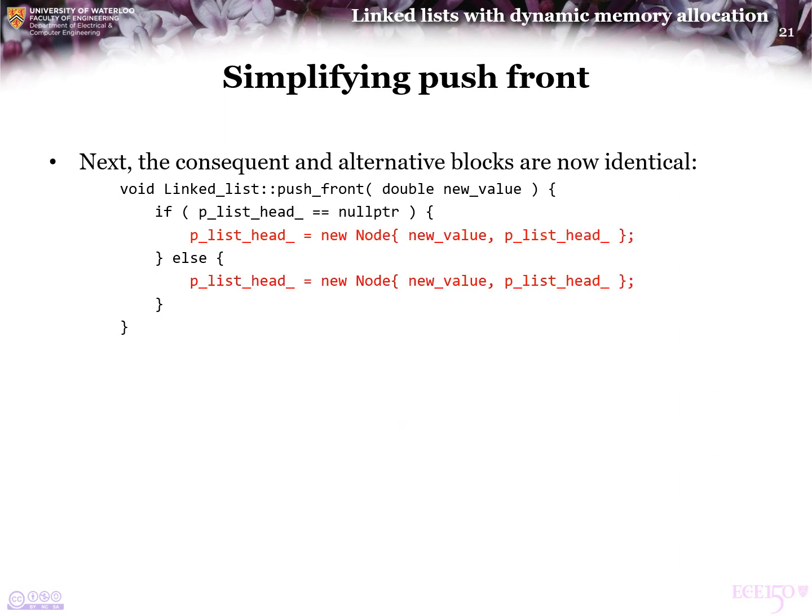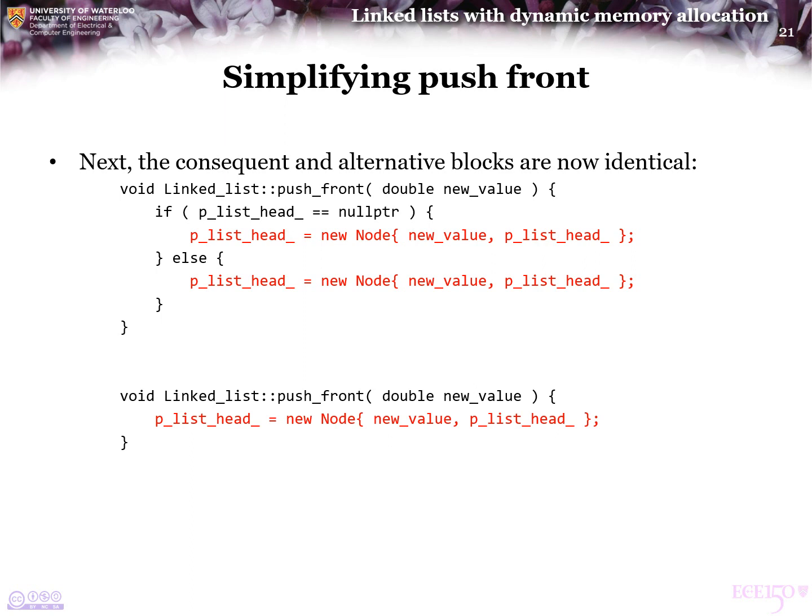So now you see something that should be rather humorous. The consequent block is identical to the alternative block. So if we're doing exactly the same thing regardless of whether or not pointer to list head is equal to null pointer, we don't actually need the condition. So here is our push front function. Pointer to list head is equal to a new node that is initialized with a new value and the current value of pointer to list head. Nice.